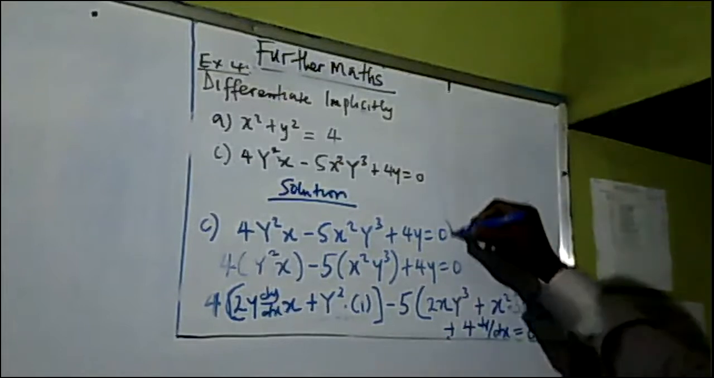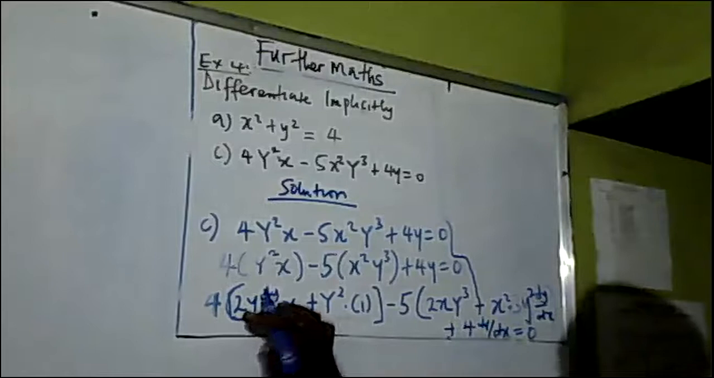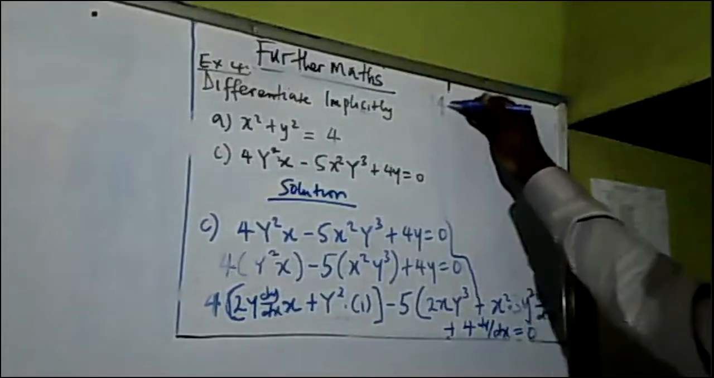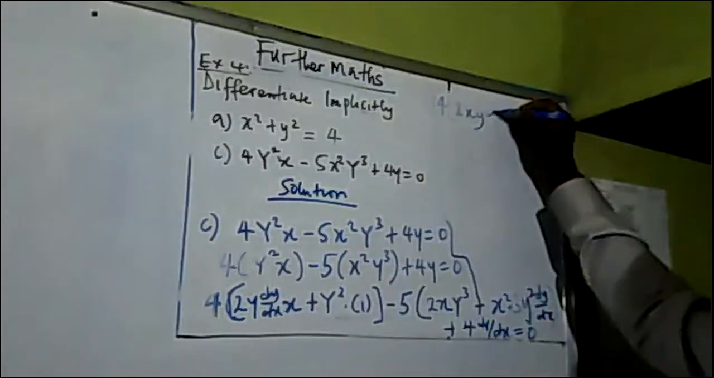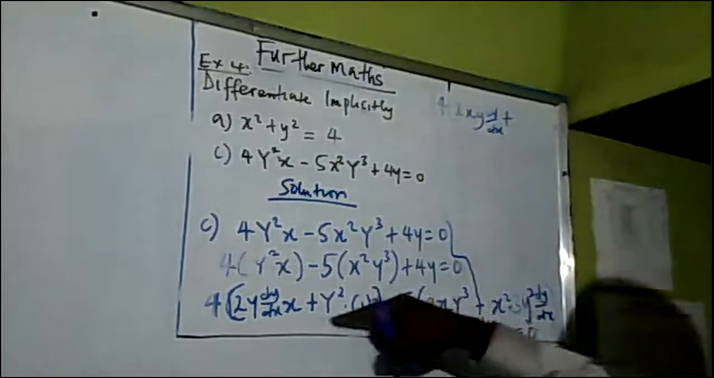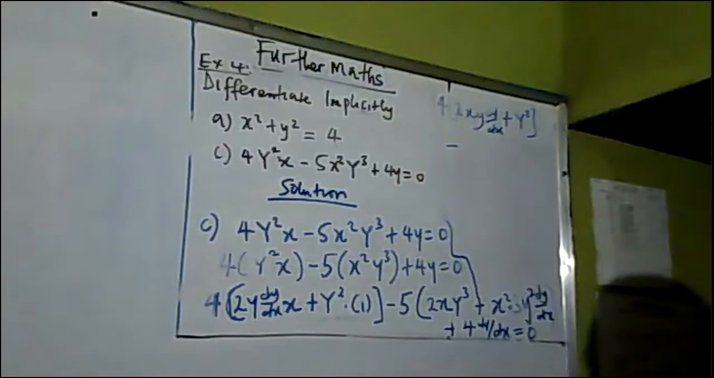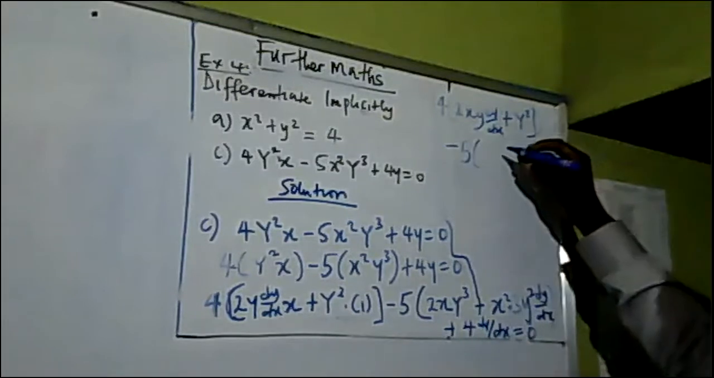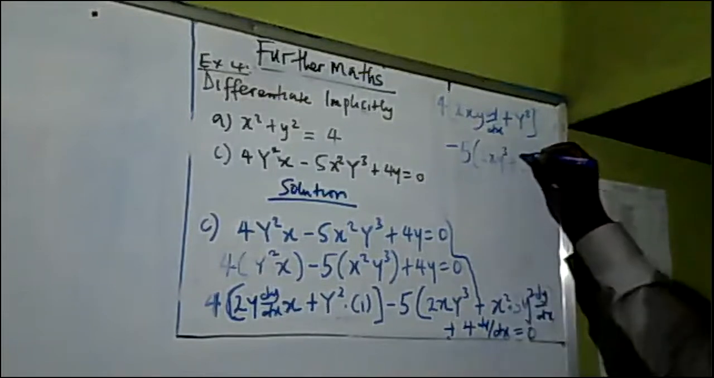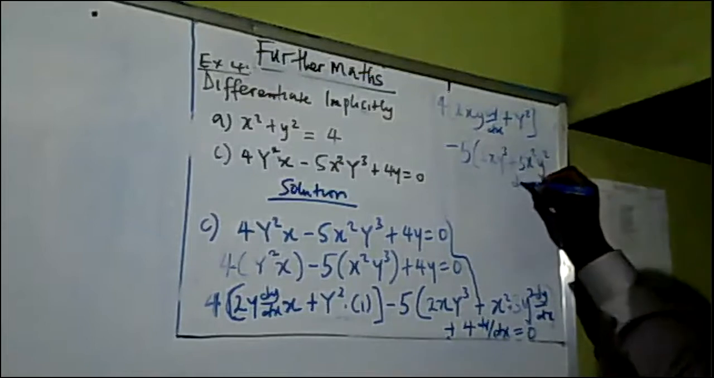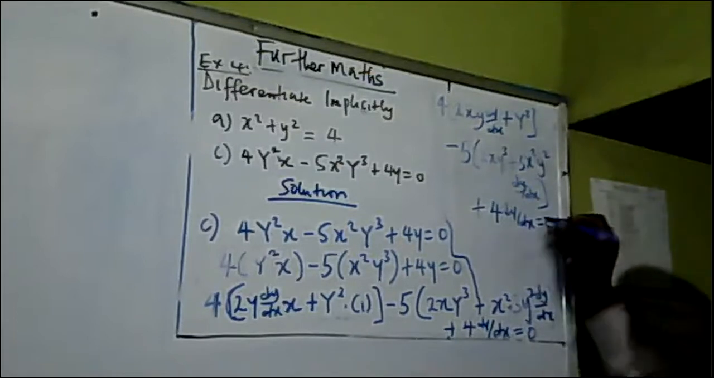So the next thing we are going to do now is what? We are going to multiply out. So 4 times 2, this x will come here. Okay, let's write it very clearly. This will give me 4 into 2xy, this x will come here, dy over dx, plus this times this will give me y squared, then minus the next one should give us what? 5 into 2xy cubed plus this 3 will come over here, 3x squared y squared dy over dx, then finally plus 4 dy over dx equal to 0.